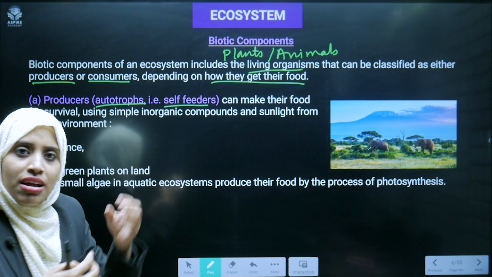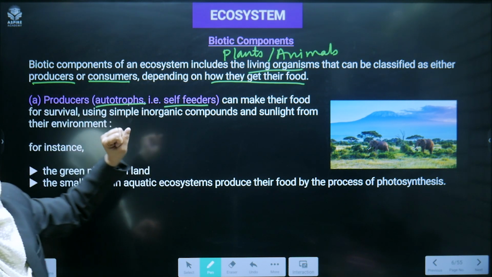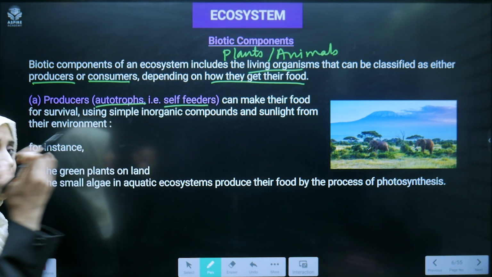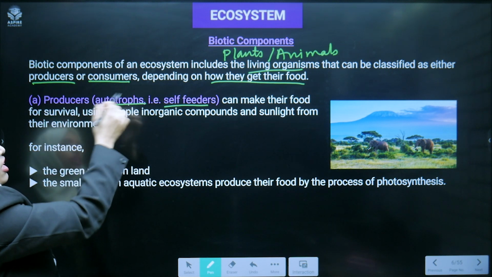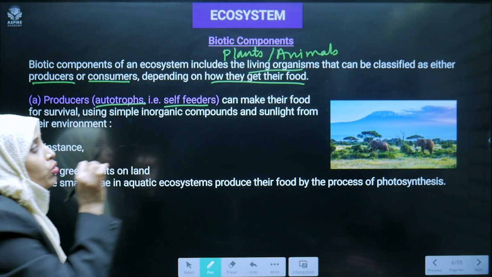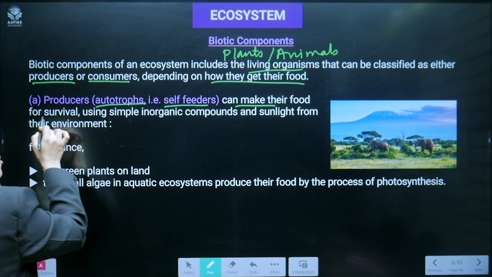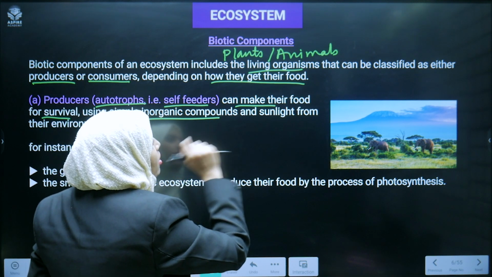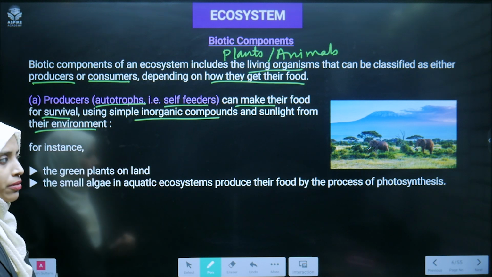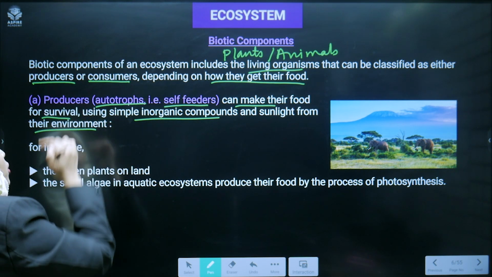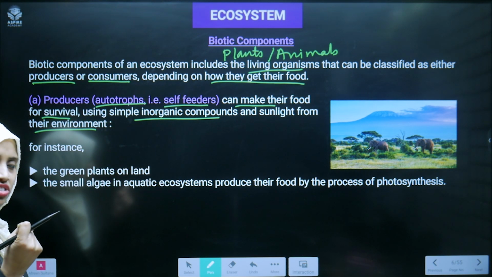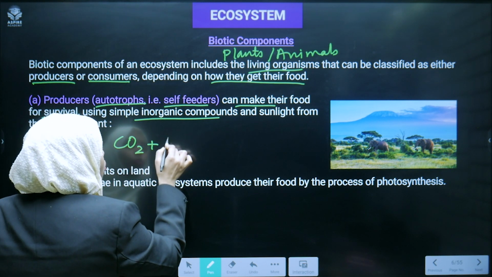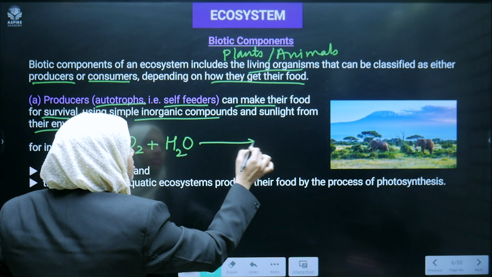We can also call them autotrophs or self-feeders. Meaning, they arrange their own food themselves. They can prepare the food by the process of photosynthesis, utilizing the solar energy. So producers are autotrophs, they are self-feeders also. They can make their food for their survival using simple inorganic substances and sunlight from the environment. So we know the producers utilize the solar energy, and they use the carbon dioxide and water from the environment.